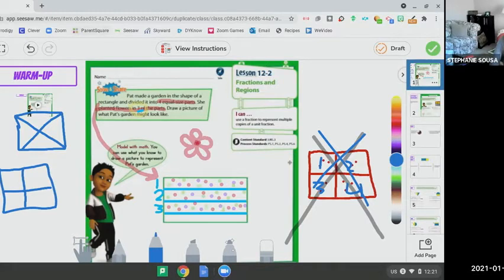Make sure you put flowers in 3 of the parts. I don't care how many flowers it is. You can put 3 flowers in there, or you can do like I did and put a ton of flowers. You just got to have it in 3 parts, okay?